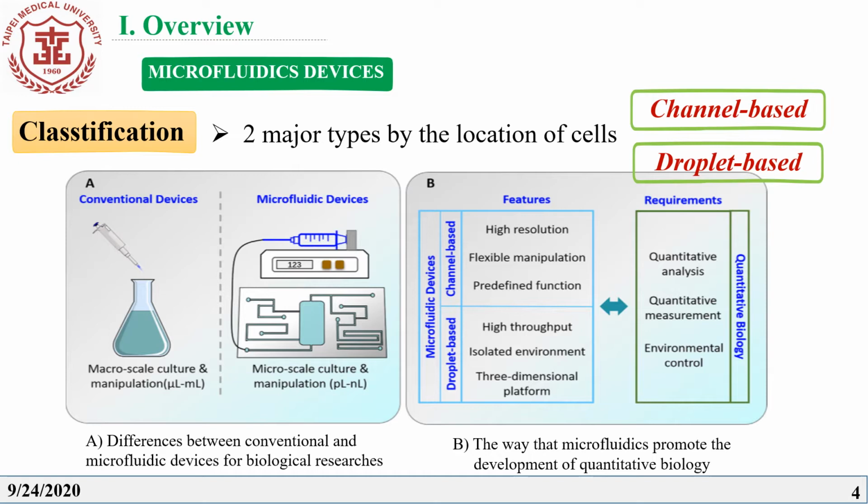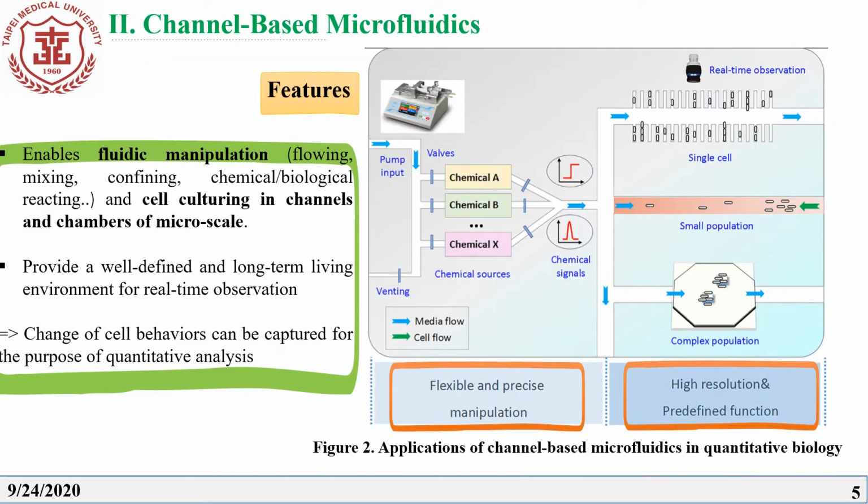There are each devices. There are 3 typical features you can look at in the pictures, and more importantly, you focus on requirements with regard to quantitative biology, such as analysis, measurement, and environmental control. Yeah, let's talk about it to be more specific. The first device is channel-based microfluidics. There are 3 typical features: flexible manipulation, high resolution, and the last one, redefined function.